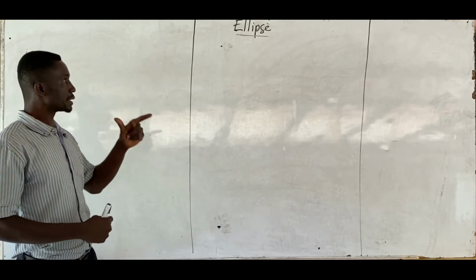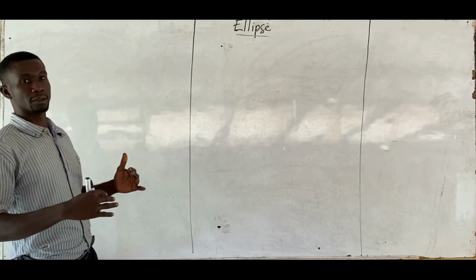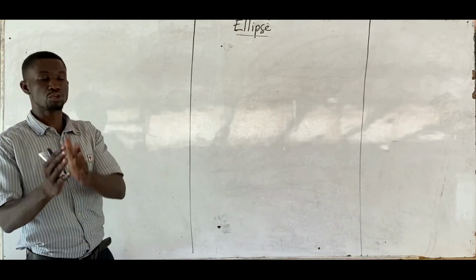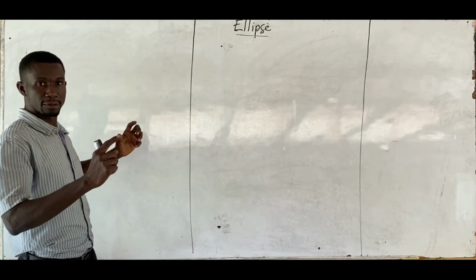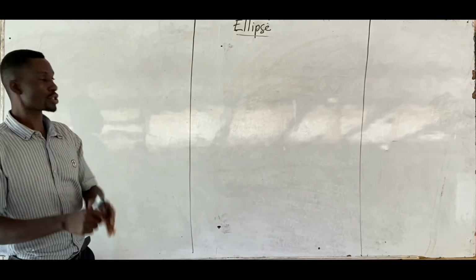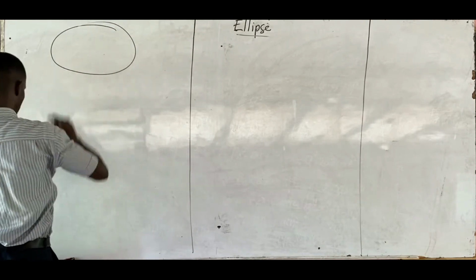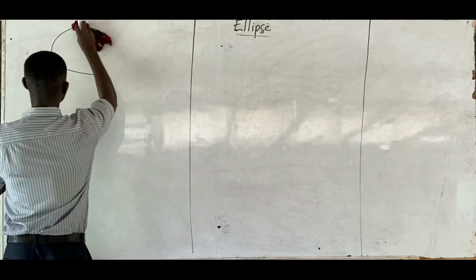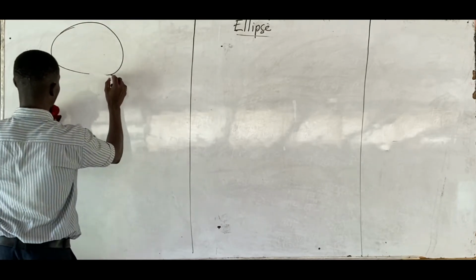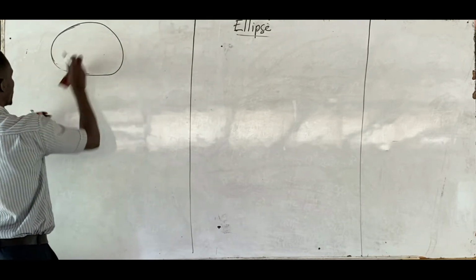So let's have a look at ellipse, which in fact is a set of points whose sum of distances is equal to a constant, and the constant is 2a. The set of points whose sum from two fixed points is equal to a constant. So if you have this, but this is a curve. On conic section, this is a curve.